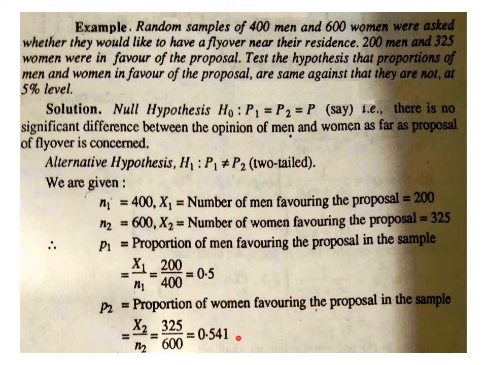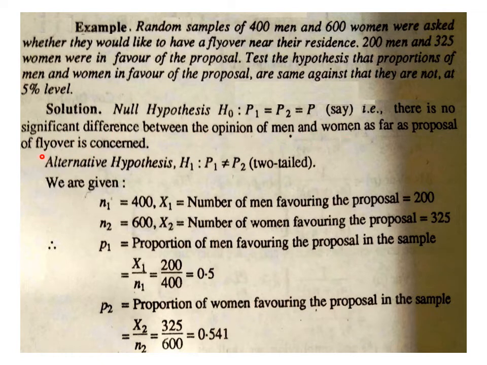In the next slide we will discuss the whole remaining solution, but before that we can talk about the hypothesis in this slide. Null hypothesis H0, under which we say that P1 and P2 both are equal to P. There is no significant difference between the opinion of men and women as far as the proposal of the flyover is concerned.